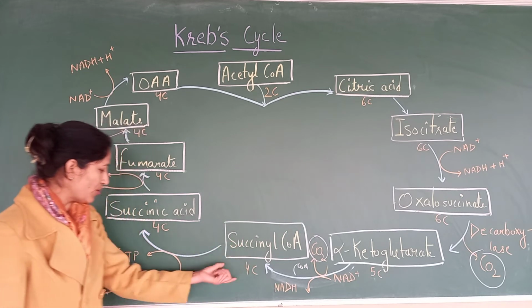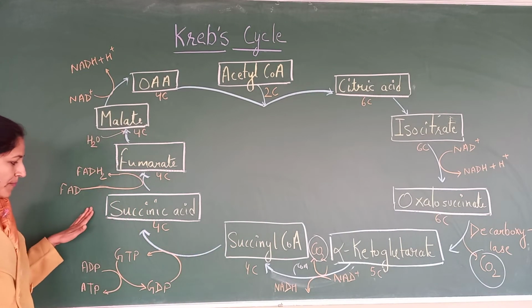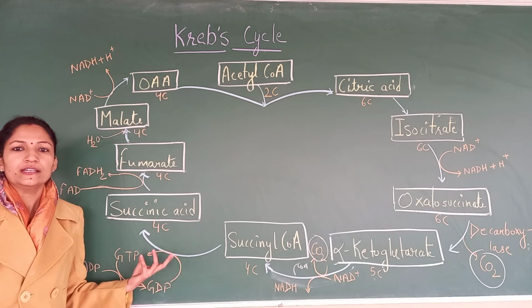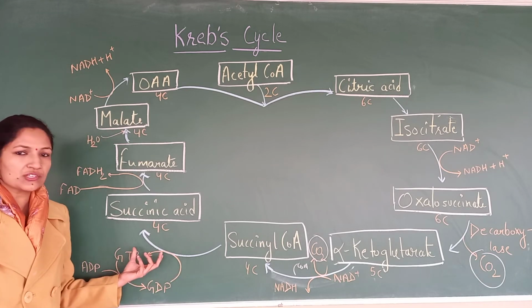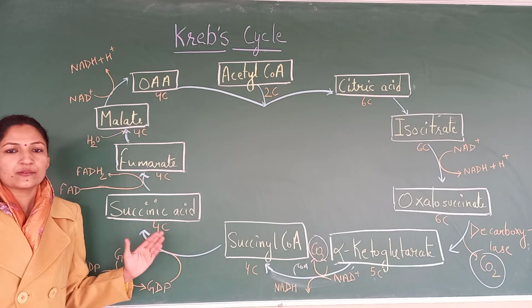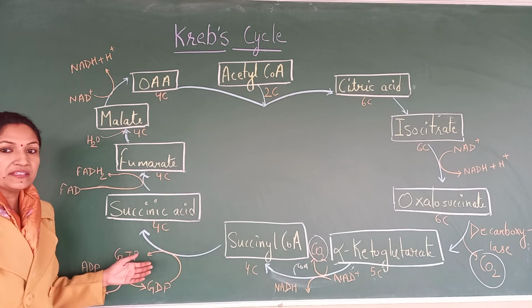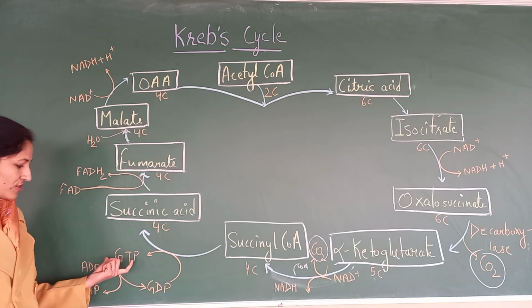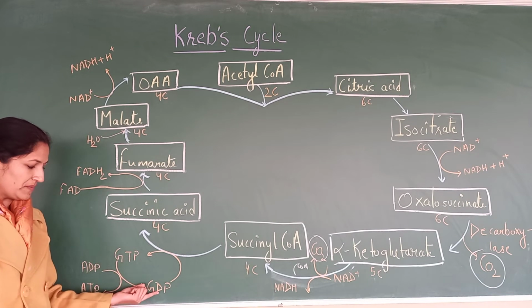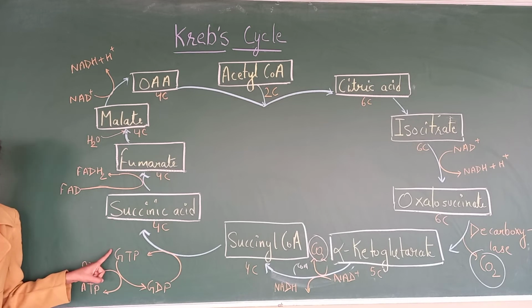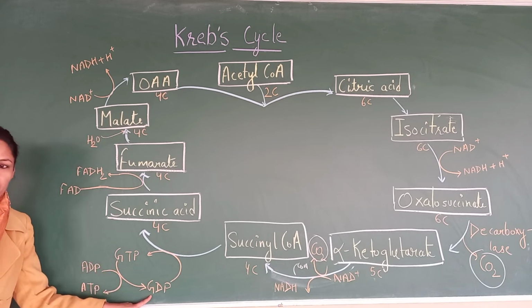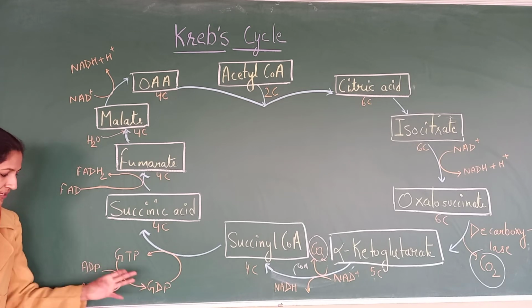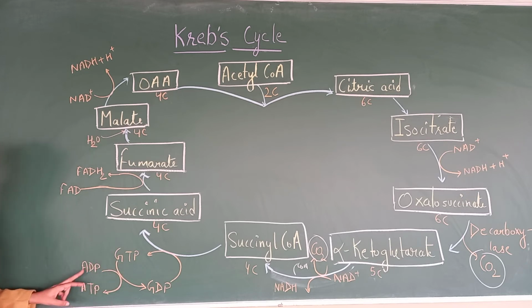Now from succinyl-CoA to succinic acid, there is a formation of ATP. This ATP which is formed over here is by substrate phosphorylation, which means direct formation of ATP. That happens with the formation of one GTP molecule from GDP, and then GTP gets converted again into GDP. While converting, the energy which is released is used to make ATP. So one ATP is formed during one Krebs cycle.